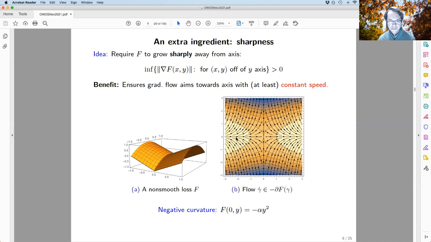The only region in which we converge to the saddle is if we start on the x-axis itself, then we will be drawn directly to the saddle. So we have this negative curvature. Okay, so this is a very simple looking structure.